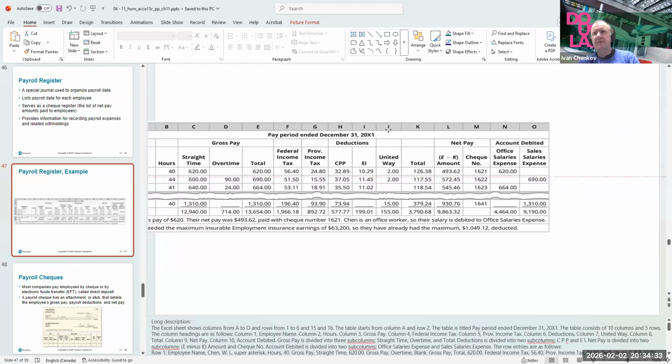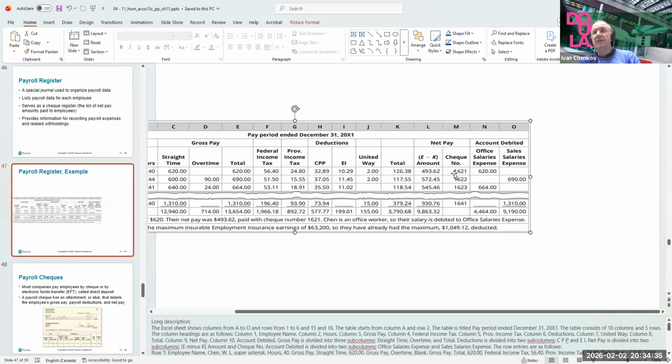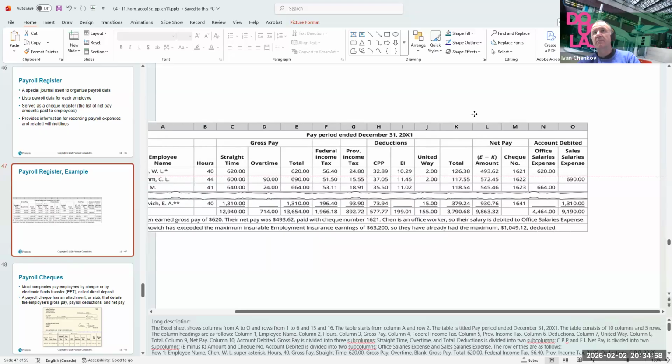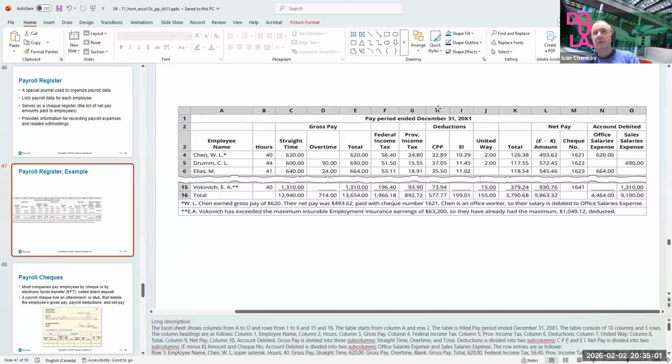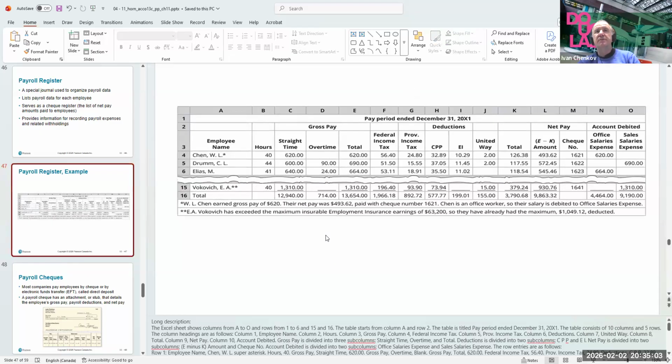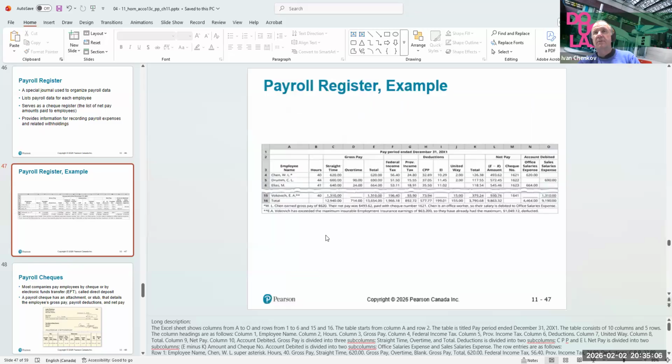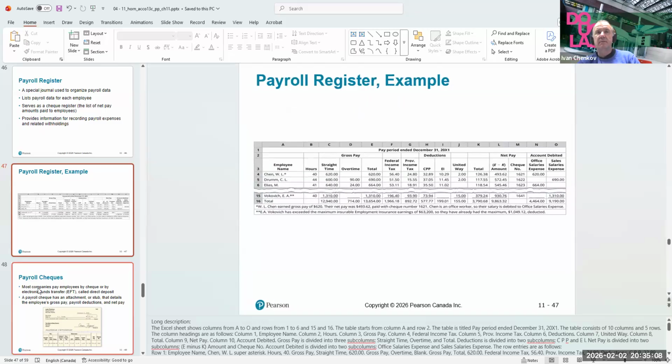Next thing that we're going to see is the number of the check that was issued for that amount. And then we're going to start debiting accounts. This is for the office, this is for the sales, this is for the office, this is for something else. And we keep going until we get everything, which department the employee belongs to. That's your payroll register, which tells you all the information in one place.